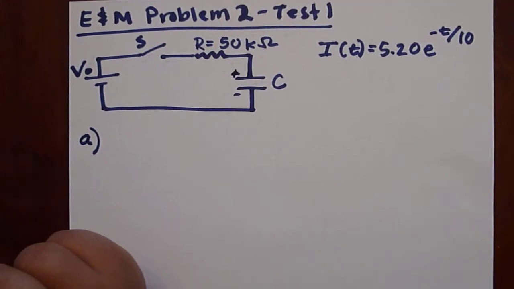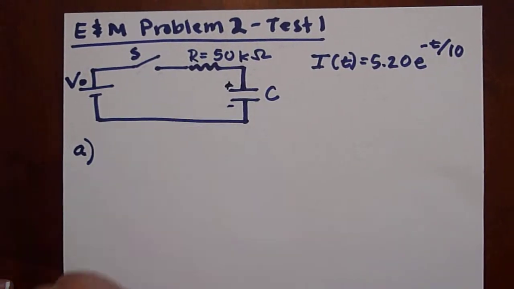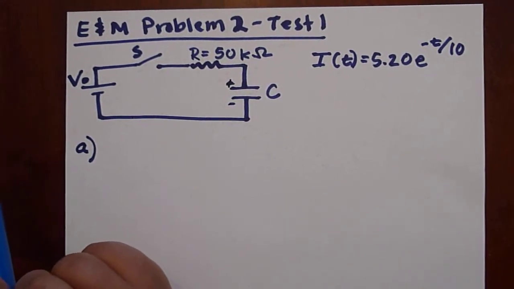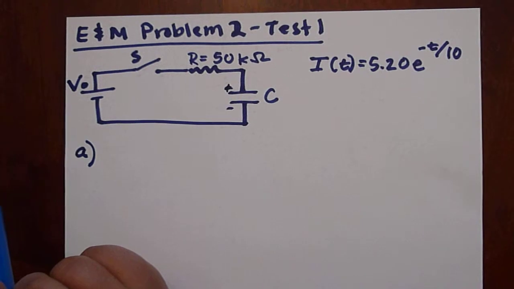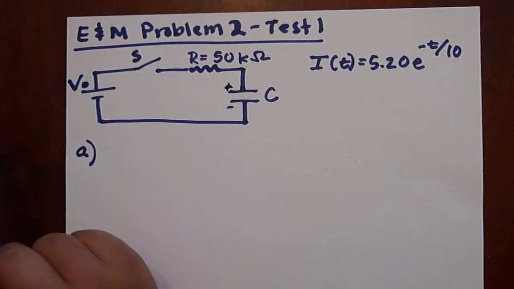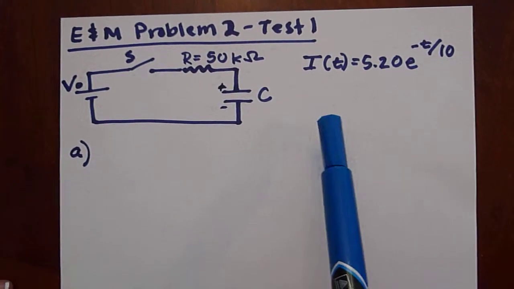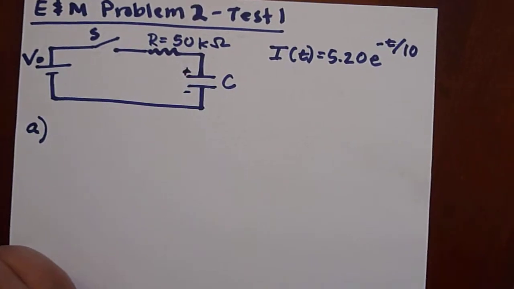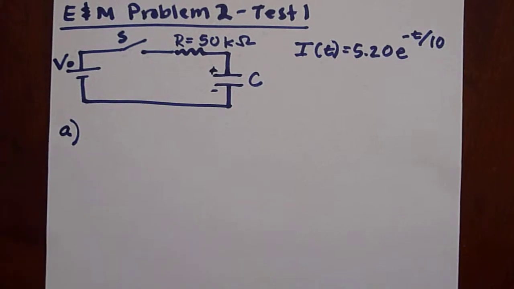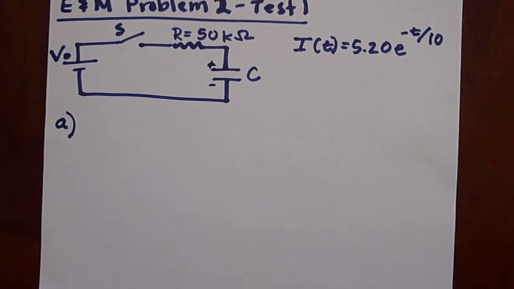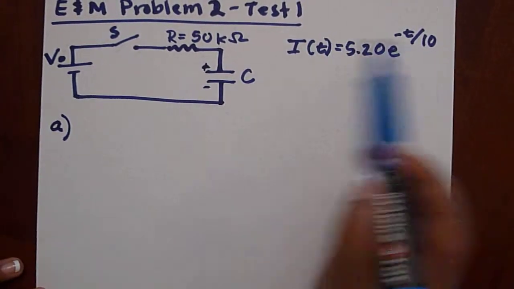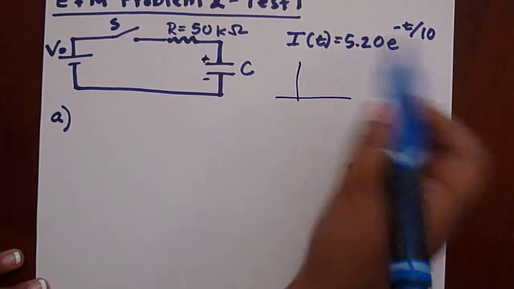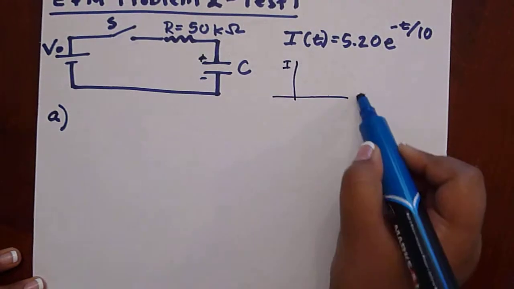Your engineering firm has built the RC circuit shown above. The current is measured for the time after the switch is closed at t equals 0, and the best fit curve is represented by the equation I equals 5.2 e to the negative t over 10, where I is in milliamperes and t is in seconds. So just looking at the current, we can see here that it's going to be some sort of a decay, and if we take a look at the graph, this makes total sense.